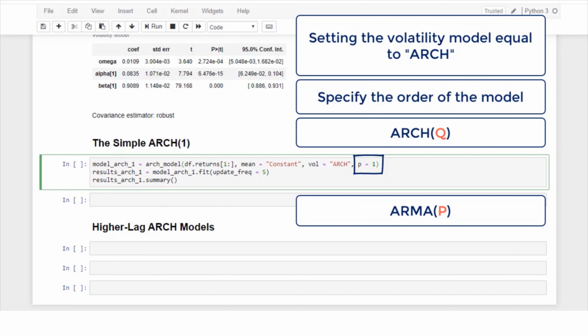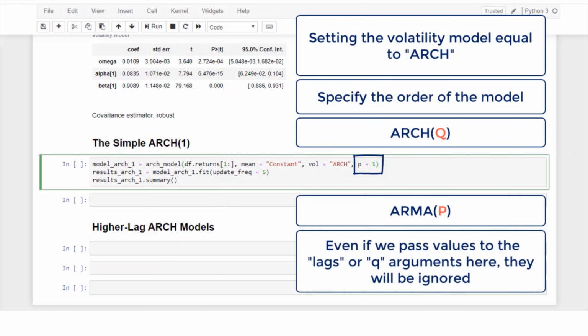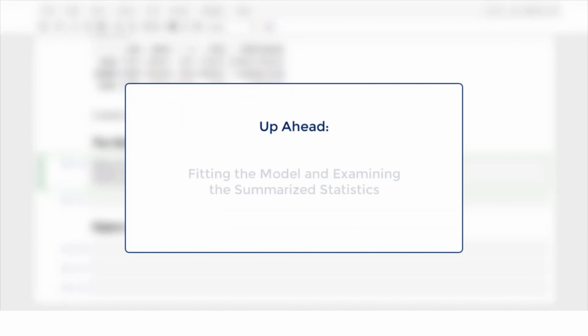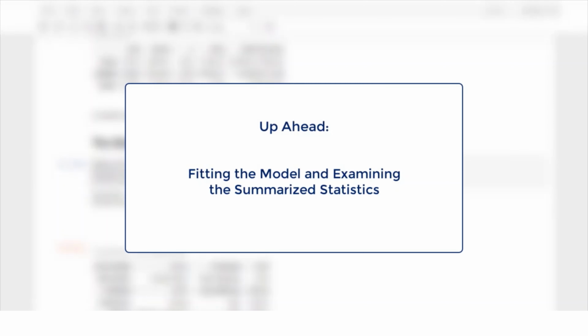Fortunately, the arch model method is equipped to handle surplus defined arguments. In other words, even if we pass values to the lags or q arguments here, they will be ignored because of the mean and variance models we specified earlier. Good. We have everything set up, so we're ready to fit the model and print out the summary statistics.